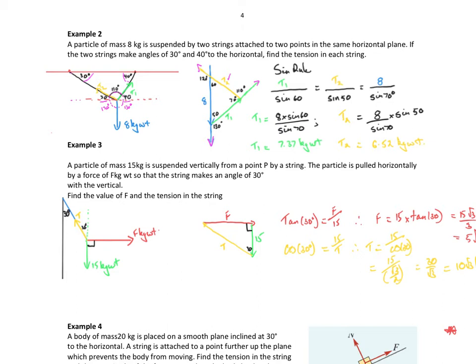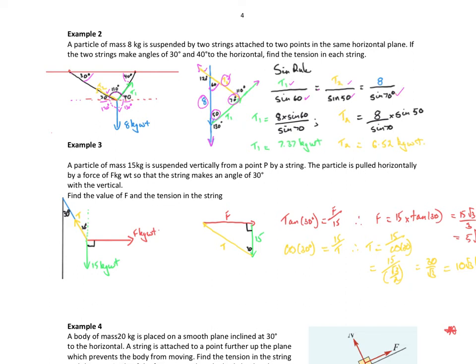So that 120-degree angle between the yellow and the blue makes it 60 inside. And we can get all our angles using the same knowledge. Once we get all of my angles and create my triangle of forces, I can use my sine rule knowledge to say that T1 over sine 60 equals T2 over sine 50 equals 8 over sine 70.